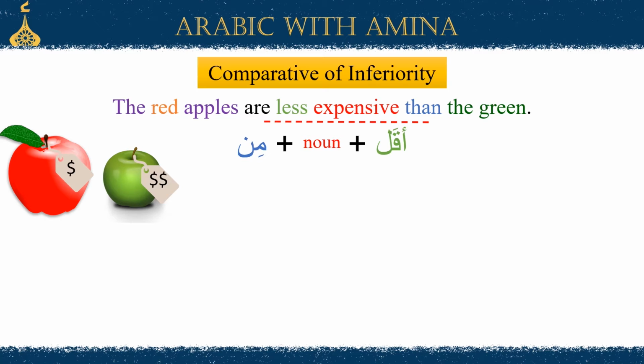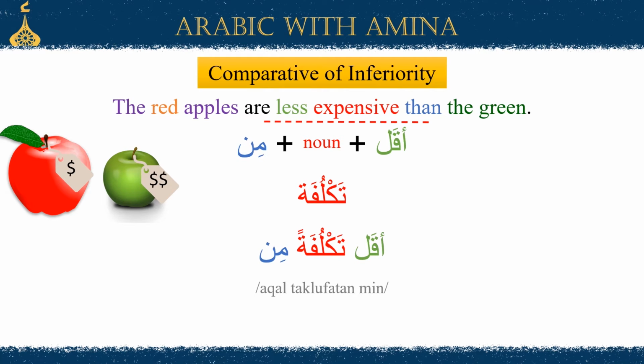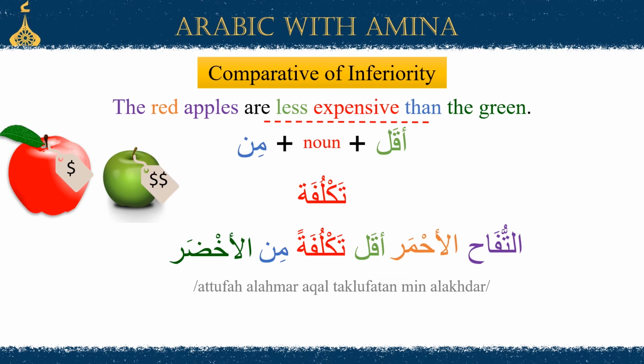The noun of expensive is تكلفة. Put it in our rule, it becomes أقل تكلفة من. Similar to when we said more or أكثر, the noun will have فتحة تنوين on it, always. So less expensive than is أقل تكلفة من. And to complete the translation of the sentence, التفاح الأحمر أقل تكلفة من الأخضر. The red apples are less expensive than the green.